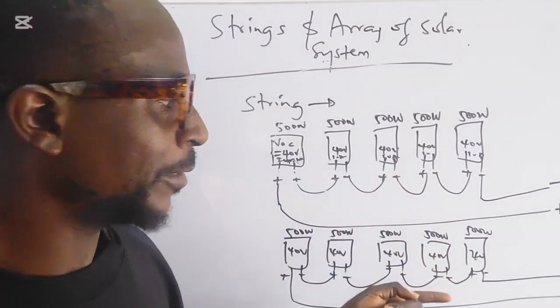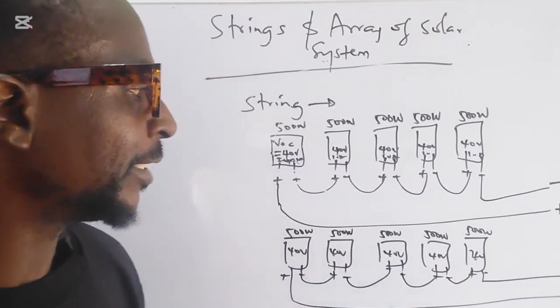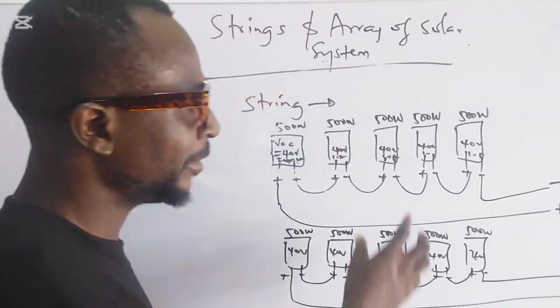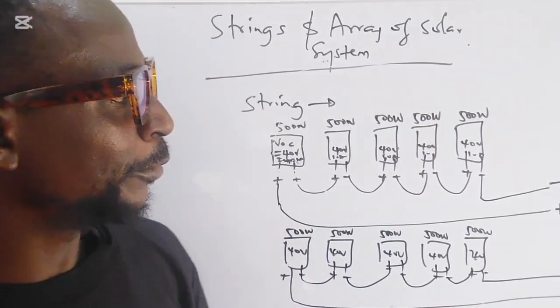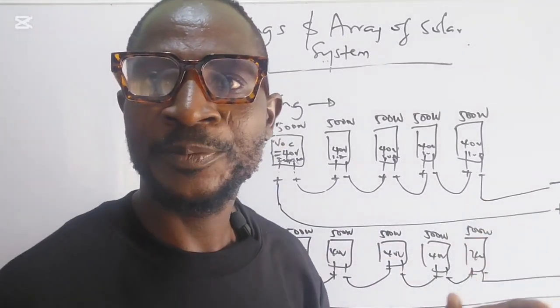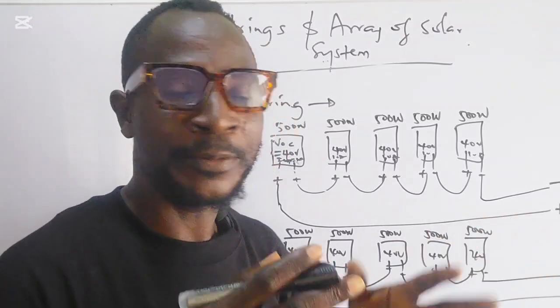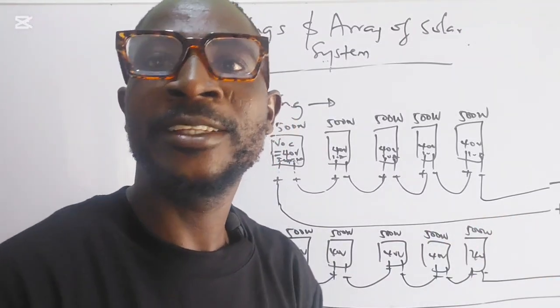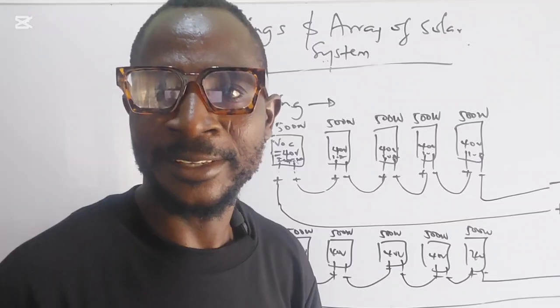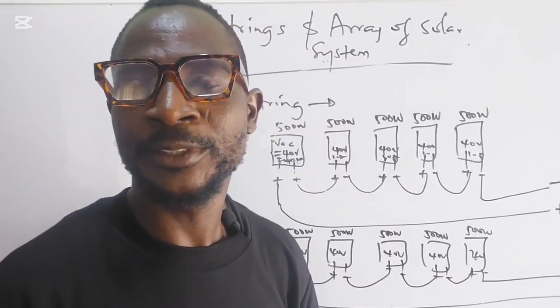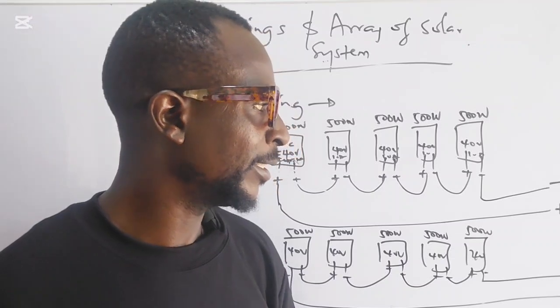We have the first string, we have this the second string. Now, this is what happened. You have this string, you have this string. So you send these two strings into a combiner box. You send it to a combiner box before sending it into your inverter via current protective devices.